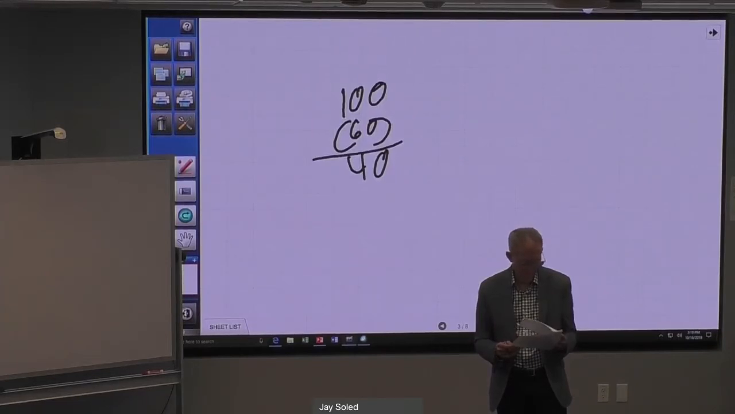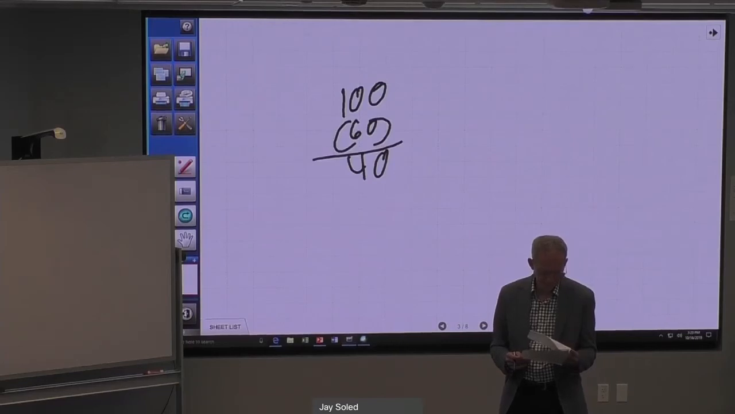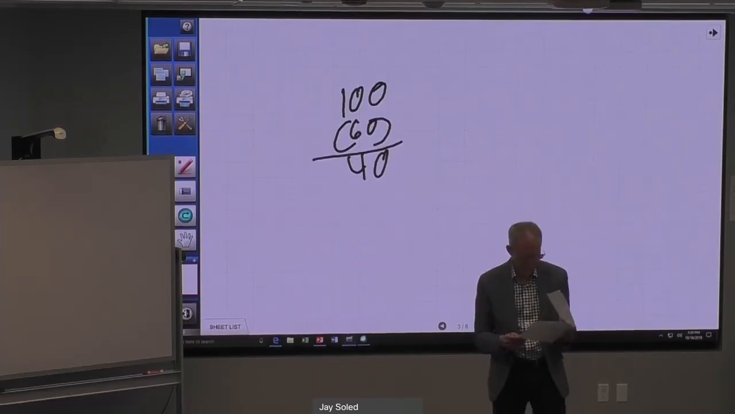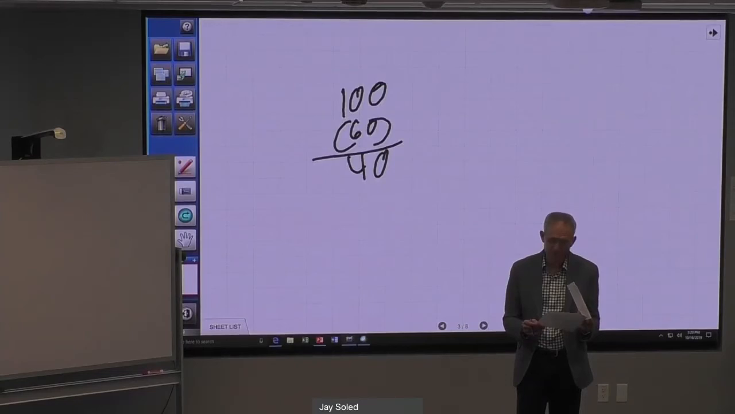Sell it for what? 60. The basis is what? 40 still. So the gain here is 20, 1250 unrecaptured gain. If you sell it for 110, the gain is going to be 70 overall, and part of it is unrecaptured gain, and part of it is 1231 gain, right?